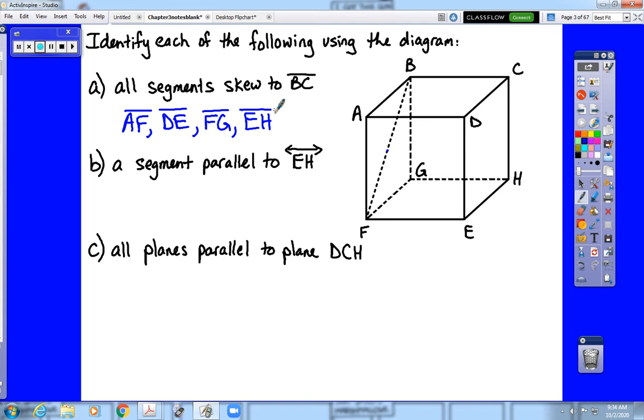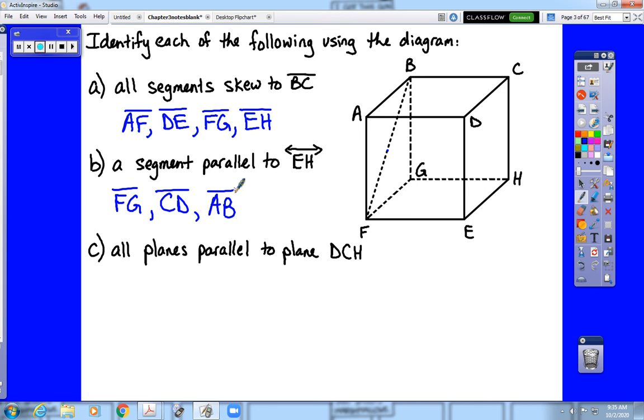On letter B, it asks us to name a segment that is parallel to EH. There are 3 of them in this picture that you could choose. FG is parallel, contained in the bottom of the shape. CD is parallel, contained in the side. And the third and final answer, which is actually kind of hard to see, is AB is also parallel.